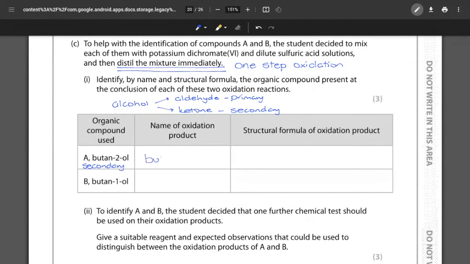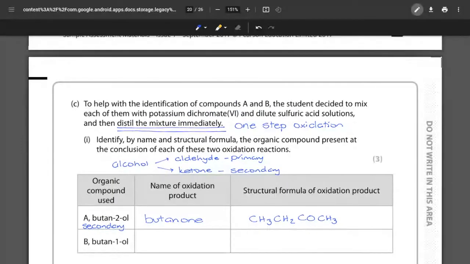So we call that butan, and we remove the 2 and the OL, and we add ONE. So this is butanone. And this has that structural formula of CH3, CH2, the carbonyl, and then a CH3. So remember, for a ketone, the carbonyl is in the centre. If you struggle with structural formula, what you might find useful is, again, draw out the molecule. So you could potentially come up to the top, or on a scrap piece of paper, if you ask your teacher or your exam officer, you can draw out the ketone and then convert it into your structural formula.